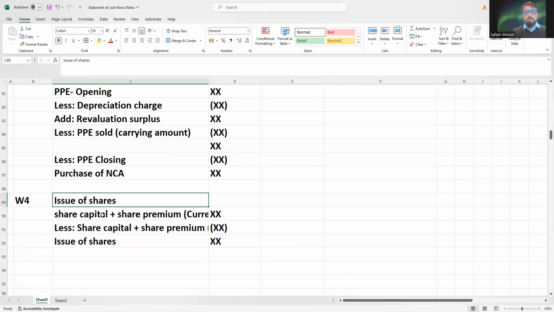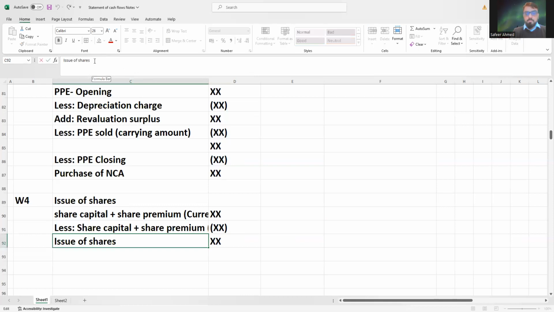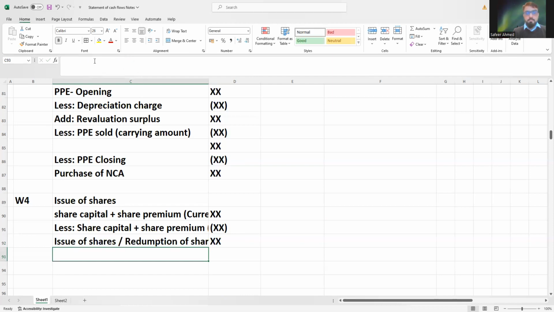So as you can see, share capital and share premium of current year, less share capital plus share premium of last year. It will give you issue of shares if it is a positive amount. If it is a negative amount, that will be redemption of shares.